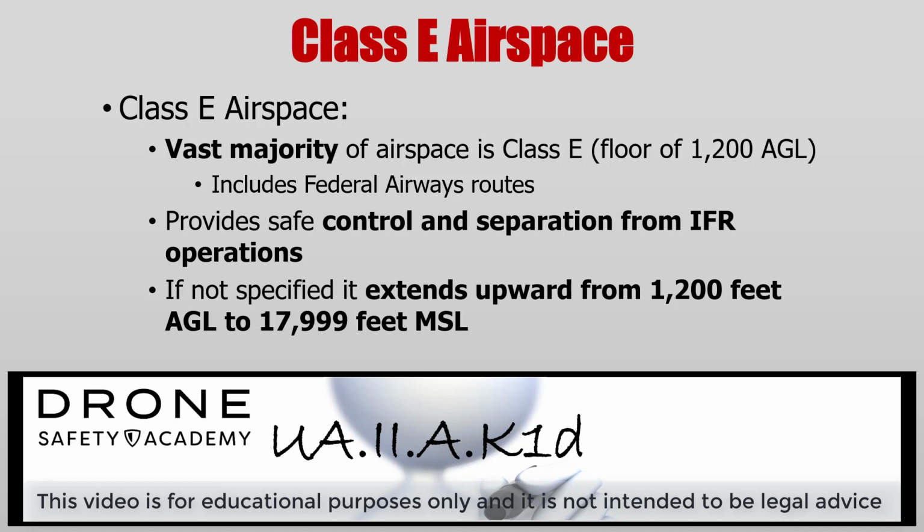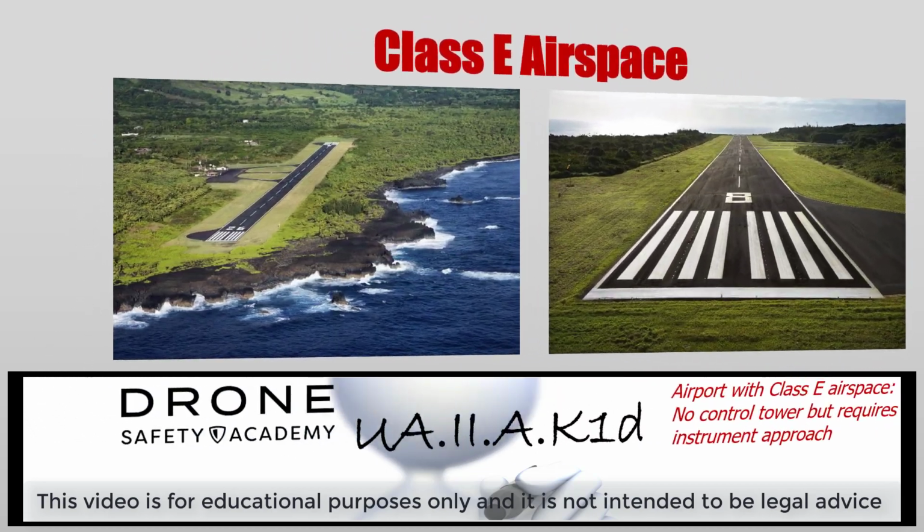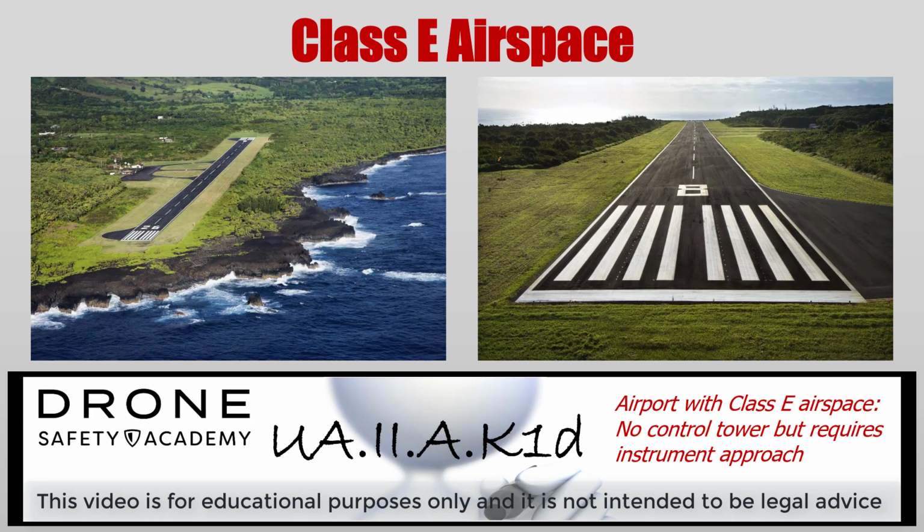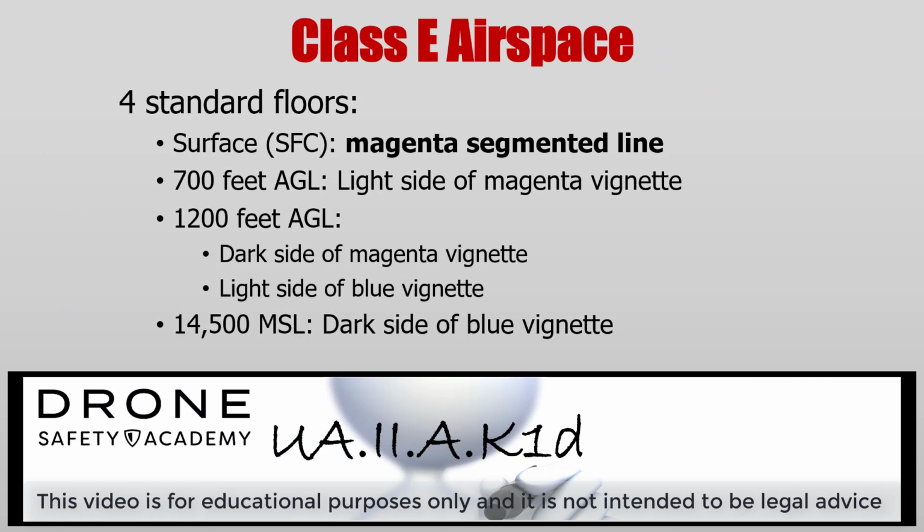If Class E airspace is not specified on VFR sectional charts, it extends upwards from 1200 feet AGL to 17,999 feet MSL. There are 4 standard floors, and the first one starts at the surface, identified by a magenta segmented line. These may be standalone for an airport or extensions for other types of airspace. Next is 700 feet AGL. This is the light side of a magenta vignette.